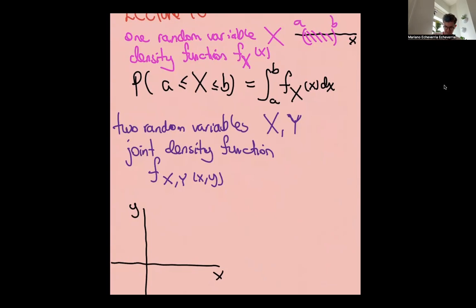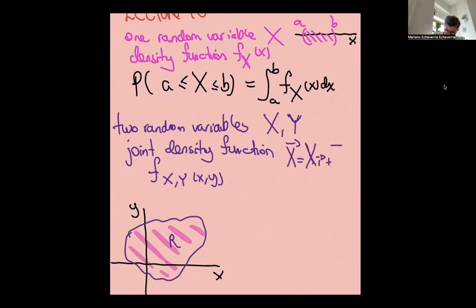So let me draw this here. You could have some region on the xy plane. Let's call this region R. Now what you care about is the probability for (x, y) to be inside this region. Before writing that down, let me introduce a tiny bit more notation. When you have two random variables, you can think of them as a vector, which is xi plus yj.